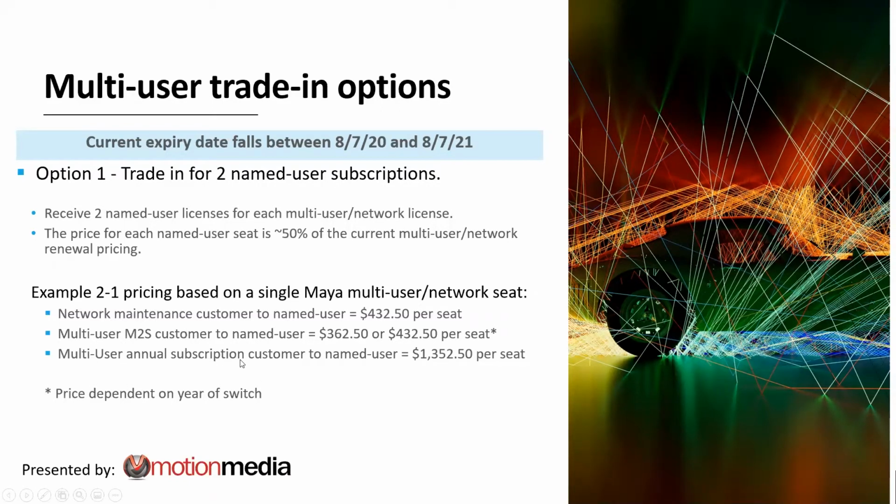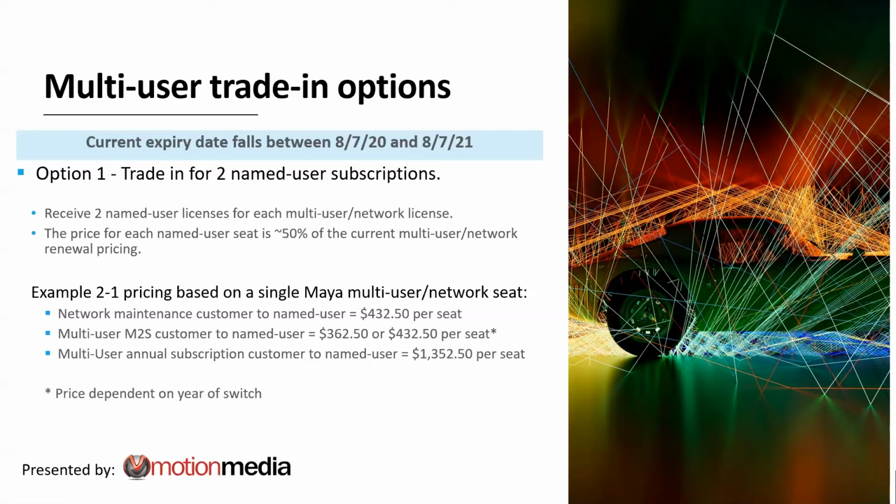If you have a regular annual subscription and your cost is $2,700 to renew normally for that floating license, you're going to be at $1,352. And then we have the M2S customers who have already converted their perpetual into subscription at the promotional rates that were locked, and they got some additional discounts involved with that. Depending on what year they did that, it could be either $362 or $432, just depending on where you're at in that promotional time frame that you did the switch in.